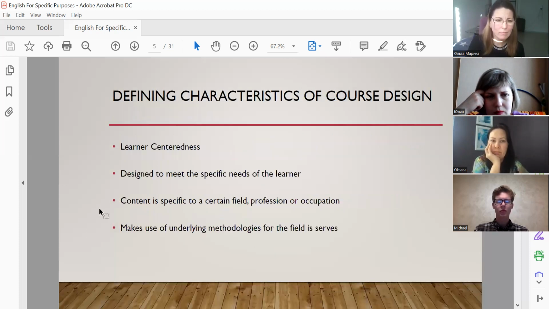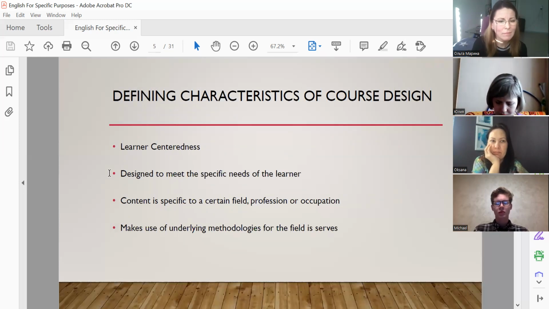Okay, defining characteristics. It should be learner-centered. I hope we remember what that is. Designed to meet the specific needs of the learner or a group of learners. Sometimes we are designing a course for a group of them. For example, for a group of engineers or for a group of learners who want to study abroad, and they all need to pass the IELTS test. Content is specific to a certain field, profession, or occupation.